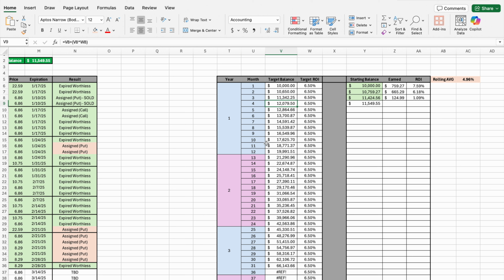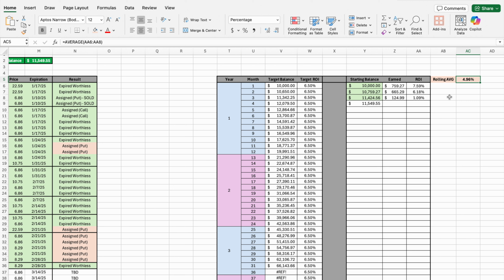We do need to get to $12,079 to maintain pace of that 6.5% every month. I've got to get to $12,080 to start the month of April. So we have a little bit of a way to go. We're currently at $11,549, as I said, so we've got about $500, $550 that we have to continue to harvest from these contract premiums.